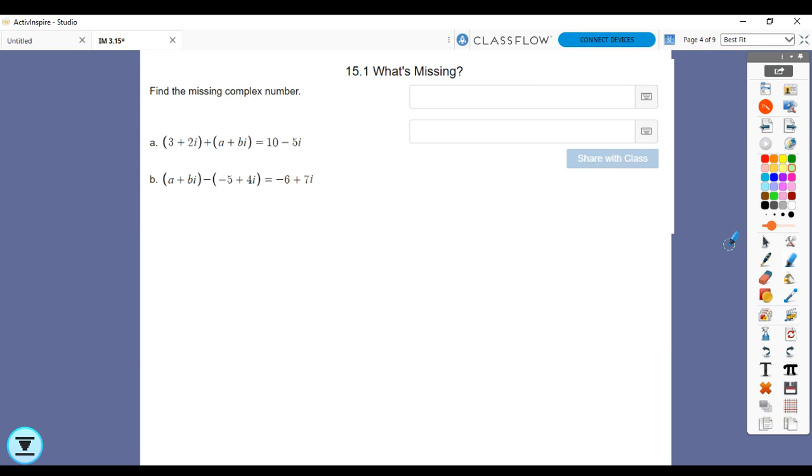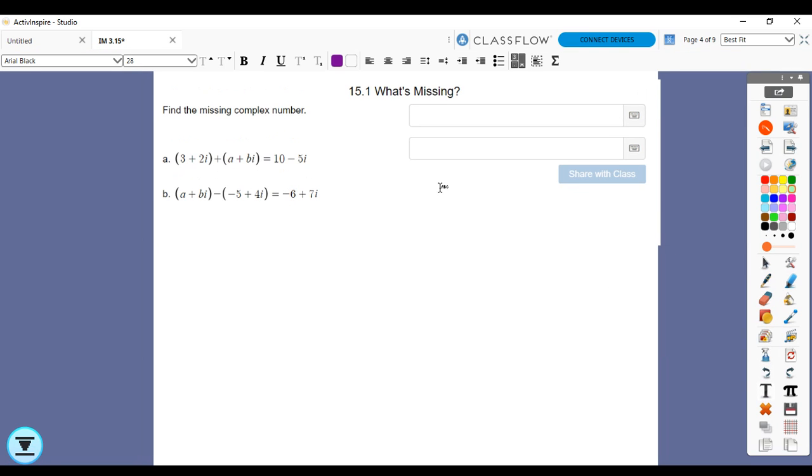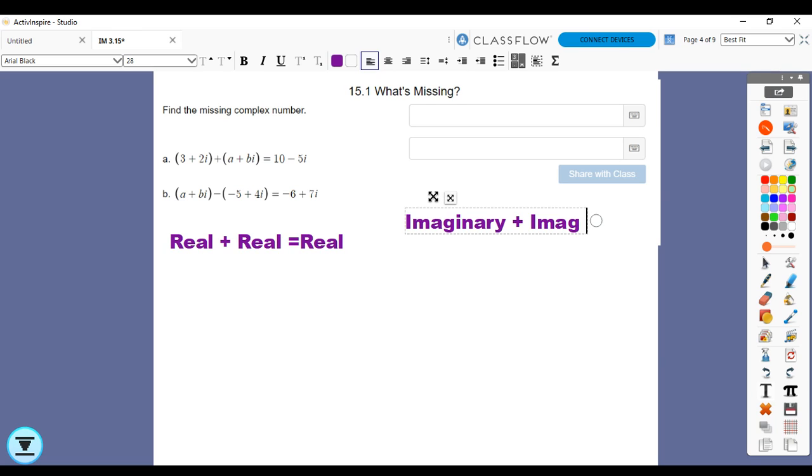Okay, so this part I feel like is a little bit easier. Maybe I'll just use typing to help. First of all, you always combine like terms. So you take real plus the real, and it equals the real. And then you take imaginary. Probably simplify this a little bit so it doesn't take up as much room. Imaginary plus imaginary equals imaginary.